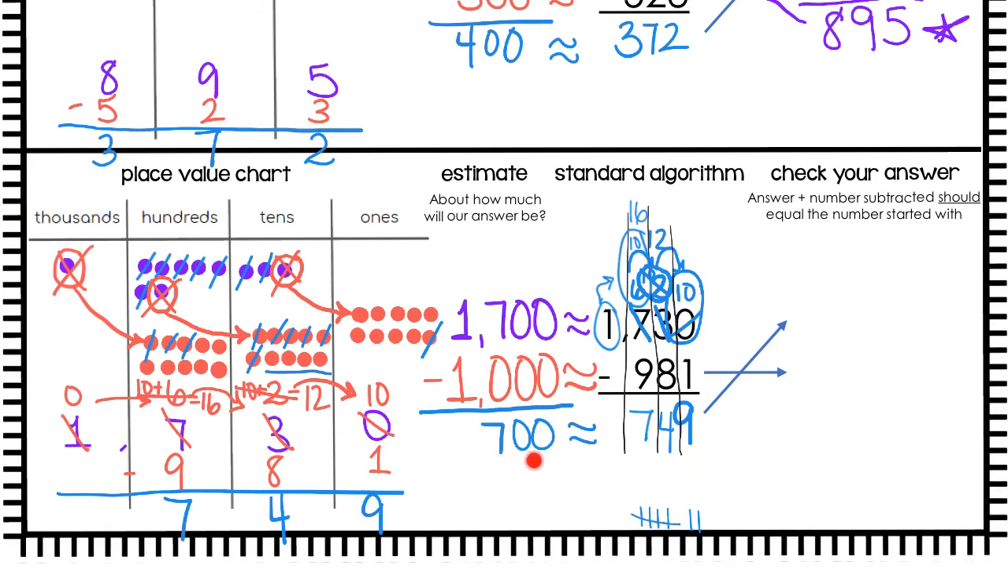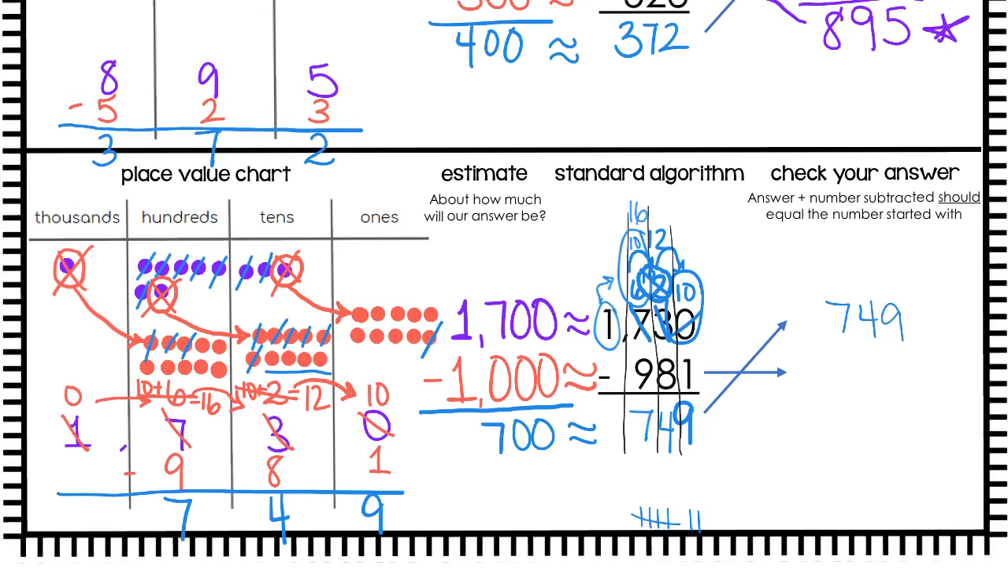749 will round to 700. So we know that our estimate was close to our actual answer. So we have now our 3 answers. Let's check our work.